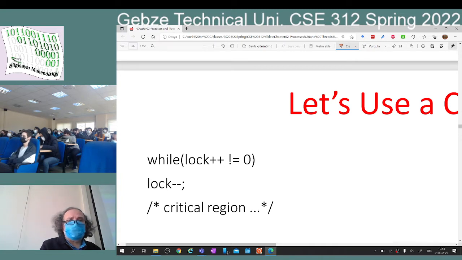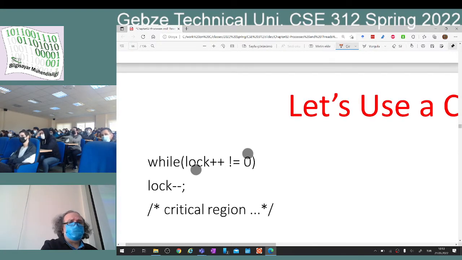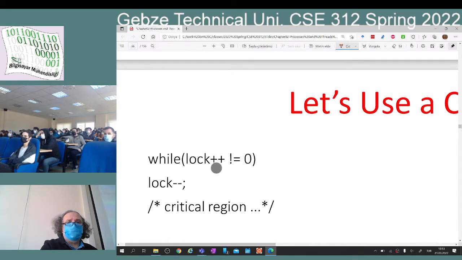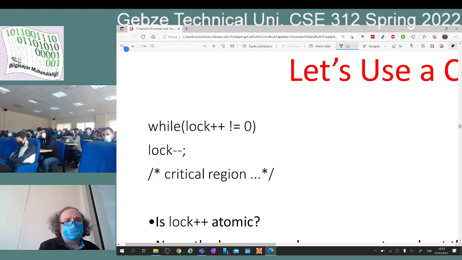While lock plus plus is not equal to zero, then lock minus minus. It first checks if the lock is zero, but every time after the check is done, it increments lock by one. If the result is not zero, it is going to decrement it to put it in the correct value. If it is zero, this will get out of this loop and the lock will end up with the value of one. Did you like the solution? So in one shot, in one execution, it is both incrementing lock by one and checking if the value is zero, right?